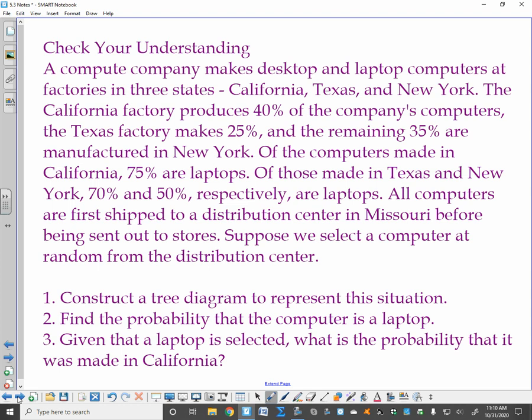All computers are first shipped to the distribution center in Missouri before being shipped out to stores. Suppose we select a computer at random from the distribution center. Construct a tree diagram to represent the situation. Find the probability that the computer is a laptop. Given that it is a laptop, what's the probability that it's made in California?